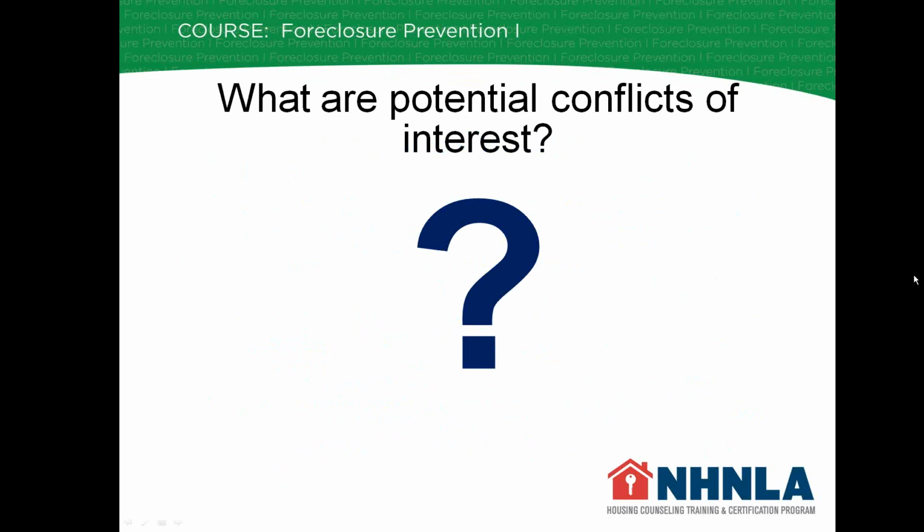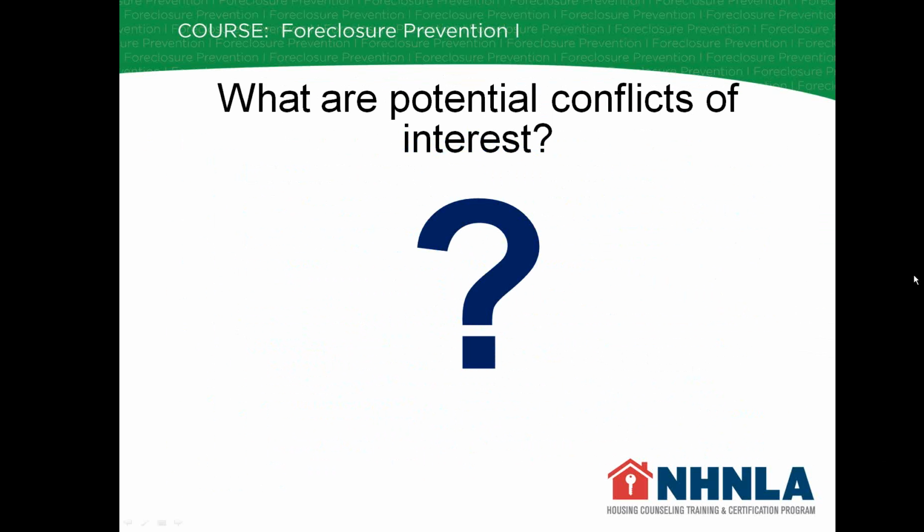So one thing I want you to think about with this lesson is what are potential conflicts of interest in your agency? Think about that for a minute. You may even want to share that with your team and go over that together. What are some things that you're doing now that a client could potentially see as a conflict of interest? For instance, what if you have a relationship with a bank and they pay you to do foreclosure counseling, and you have a client who's in foreclosure with that bank? Is that a potential conflict of interest?